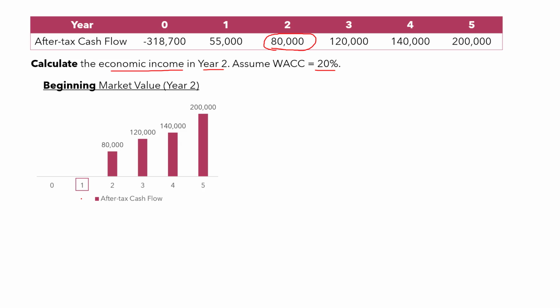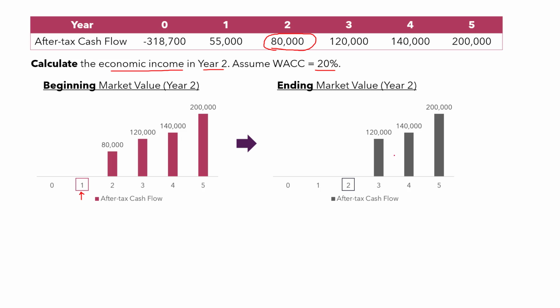Assuming that you are now at the end of year 1, you still have 4 cash inflows to receive. Then if you move to the end of year 2, which is the ending market value, you only have 3 more cash flows to receive. So this is the end of year 2, and this is the beginning of year 2, or the end of year 1. We'll now start by calculating the beginning market value in year 2. It's just a net present value calculation.